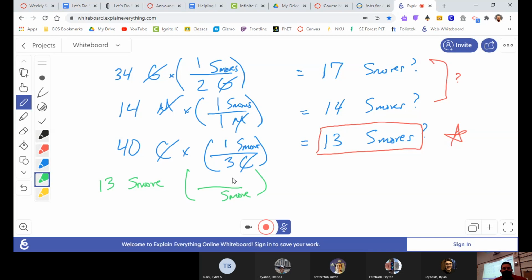How many pieces of graham crackers are in 13 s'mores? So again, here, 2 graham crackers and 1 s'more. Cancel this out. I need 26 graham crackers for 13 s'mores. I started with 34. So 34 minus 26, I have an excess of 8 graham crackers. That's my excess.